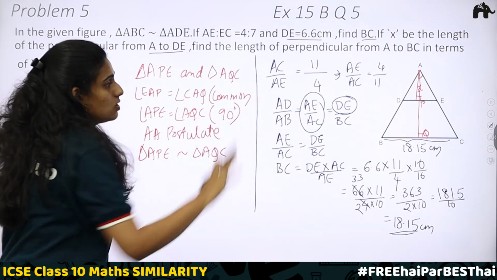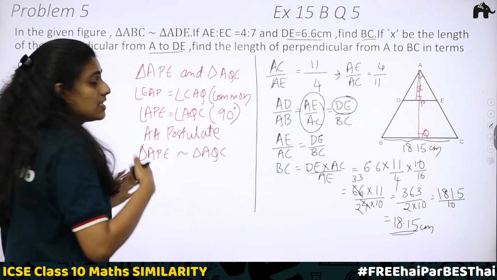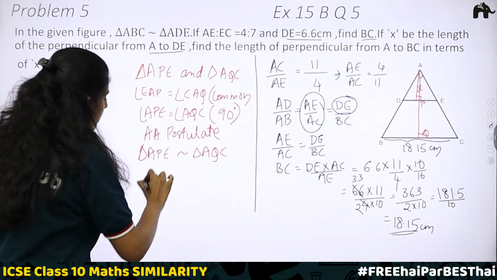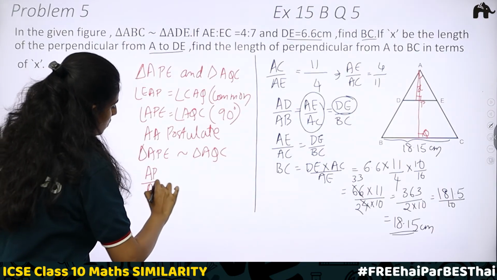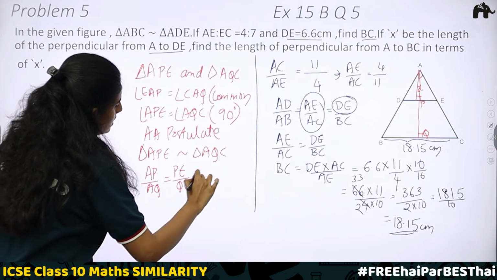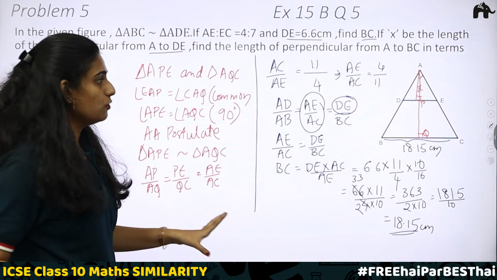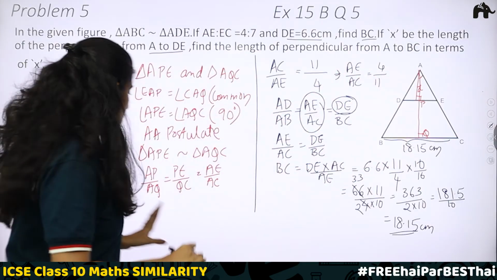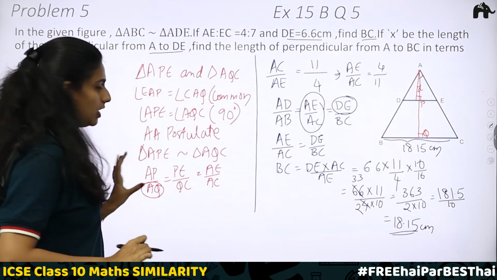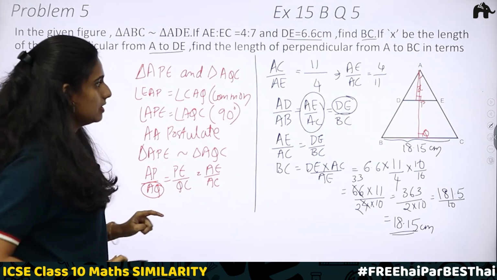Since these two triangles are similar, the ratio of their corresponding sides should be equal. Here we have AP by AQ is equal to PE by QC is equal to AE by AC. What do we need to find? We need to find the value of AQ. Here we have AQ. What is AP? We know AP is equal to x.